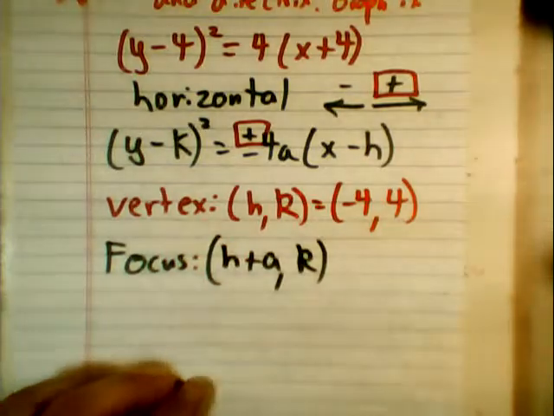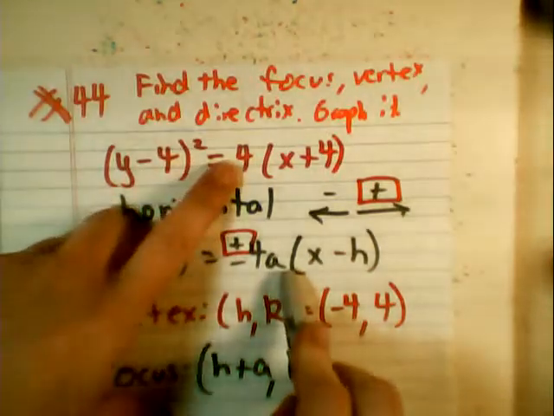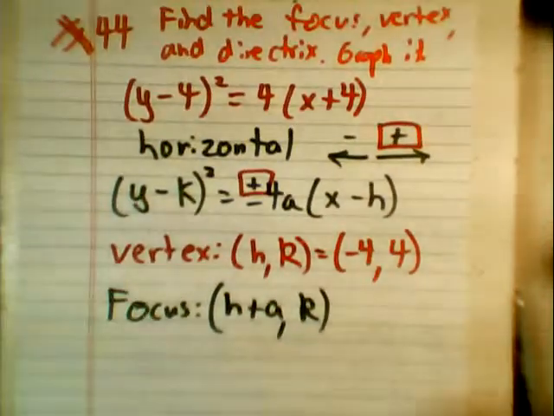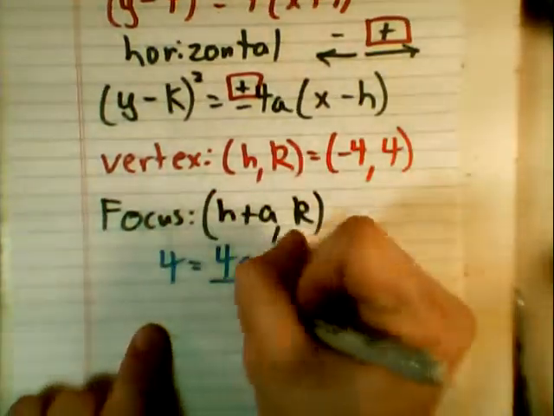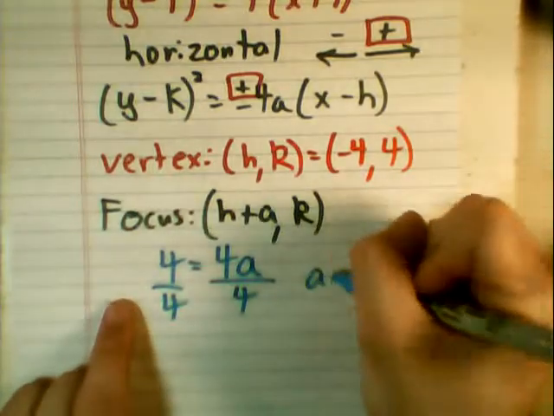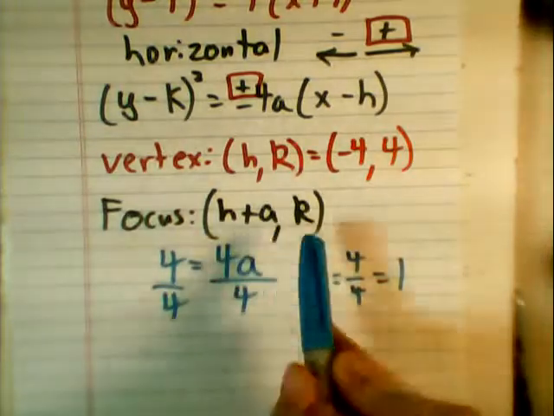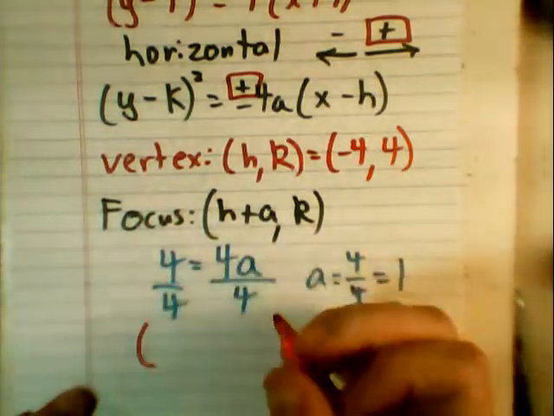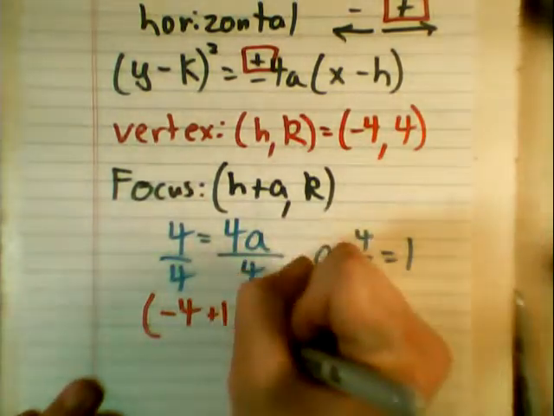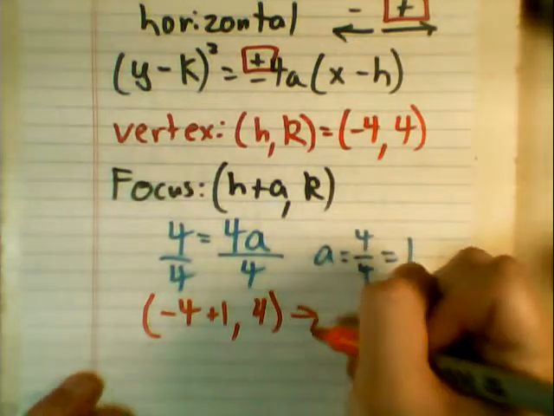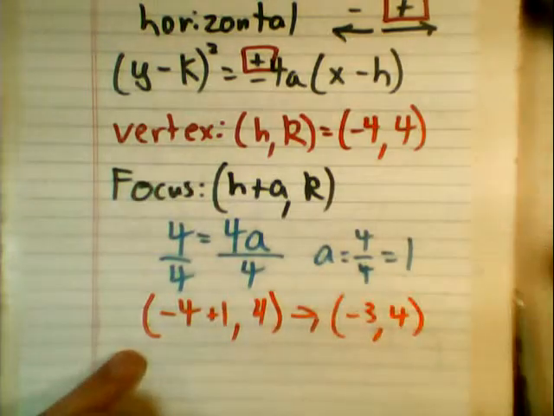To find our a, we know that this should be right here, 4 times a. And we have a 4. So let's write an equation out of that. We have 4 equals 4a, and let's solve for a. So divide by 4, and we get a equals 4 over 4, which is 1. Okay. So now that we know our h, a, and k, we can solve for our focus. Our h was negative 4, our a is 1, and our k was 4. So that is negative 3. So we have negative 3 comma 4, and that's our focus.